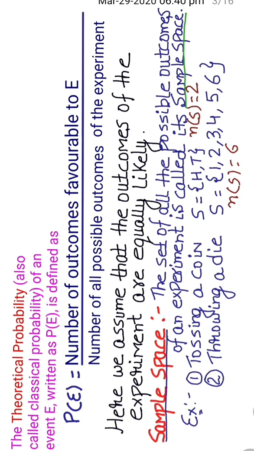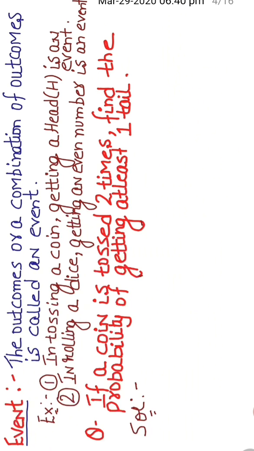Okay, now event. The outcome or a combination of outcomes is called an event. For example, in tossing a coin, getting a head is an event. Similarly, in rolling a die, getting an even number is an event. Okay, getting 4 is an event.